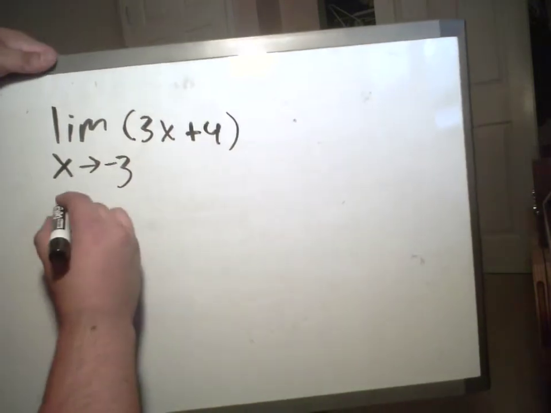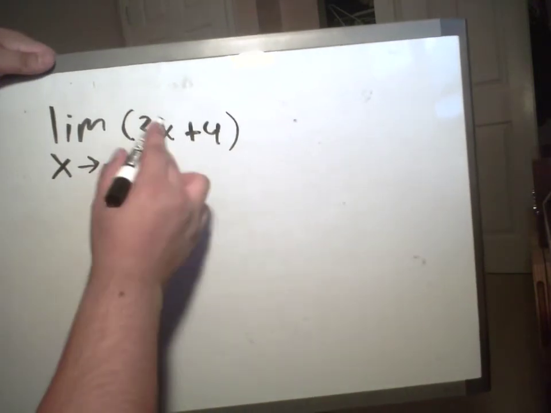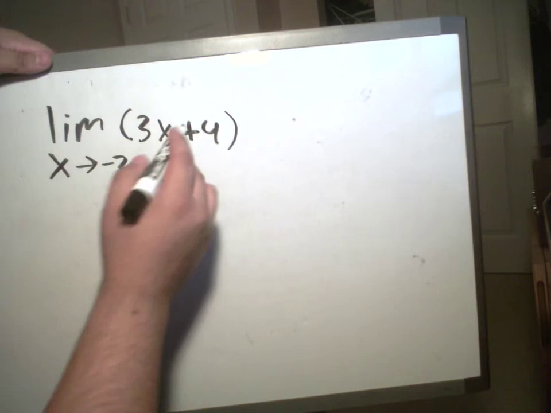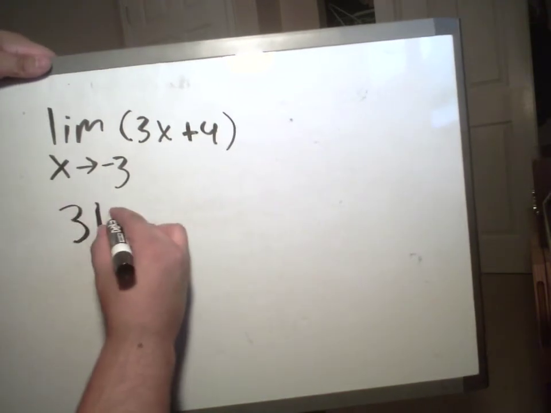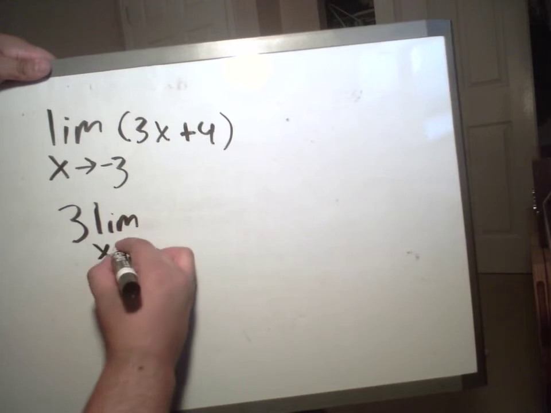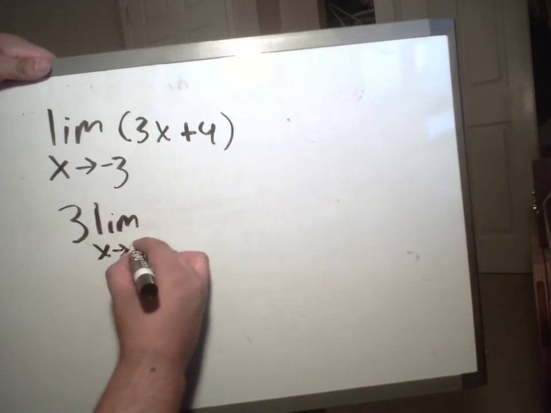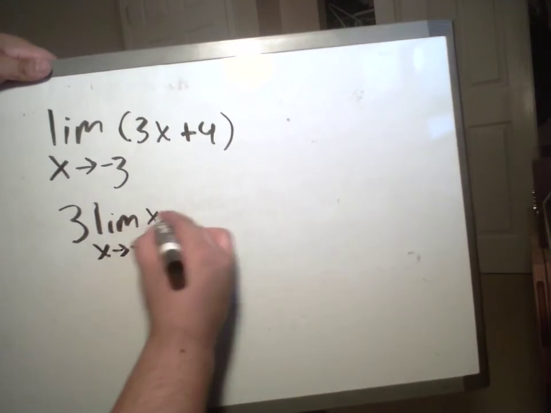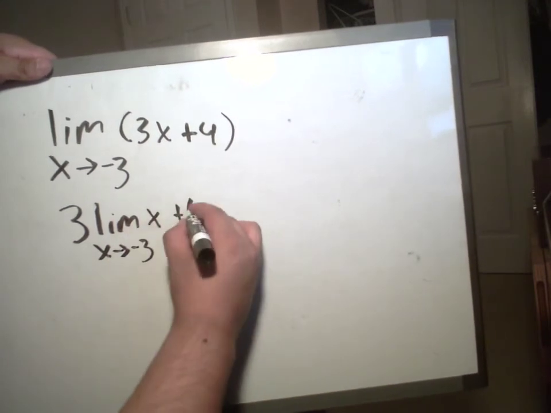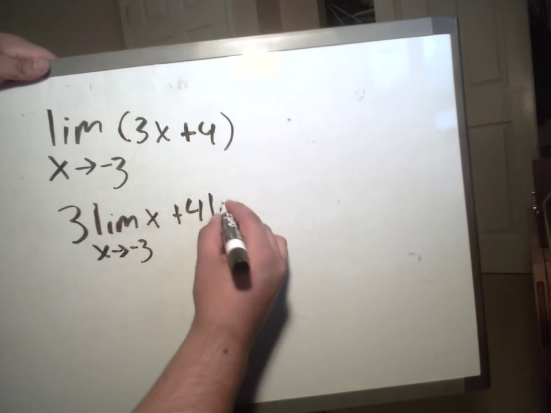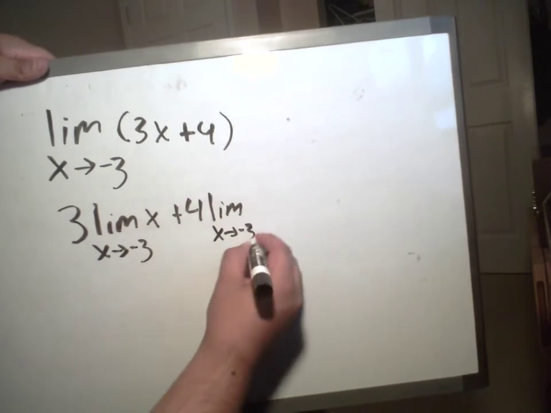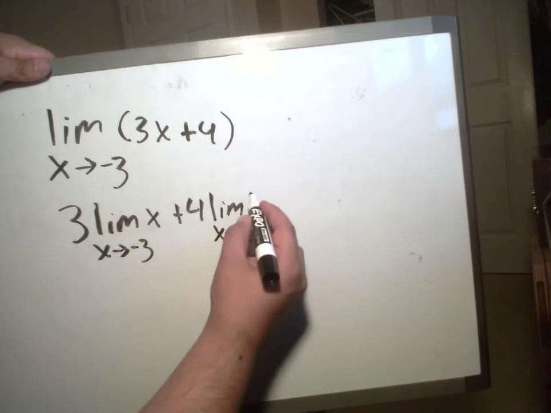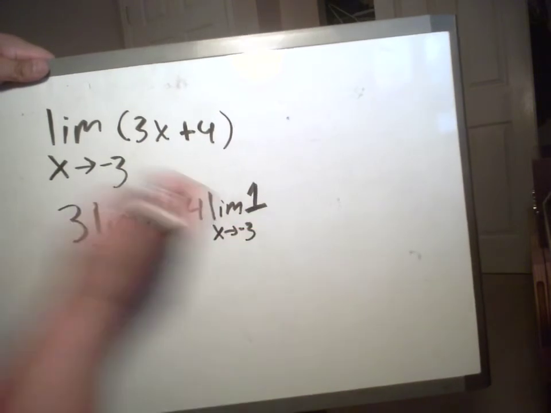Remember, what we're going to do first is distribute the limit across the terms. So we're going to write it as, that 3 is going to be a constant, so we write the limit as x goes to minus 3 of x plus 4 times the limit as x goes to minus 3. If it bothers you not having a number there, you could just even put 1.